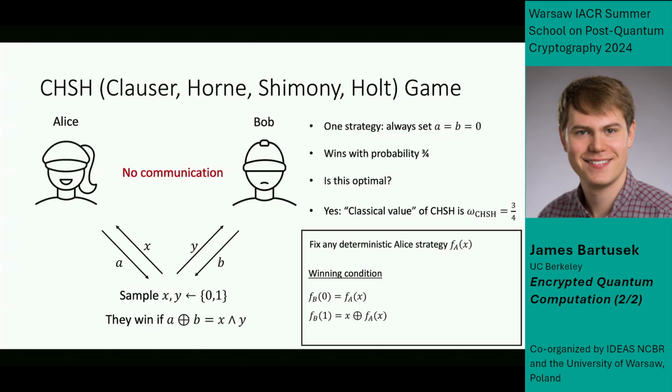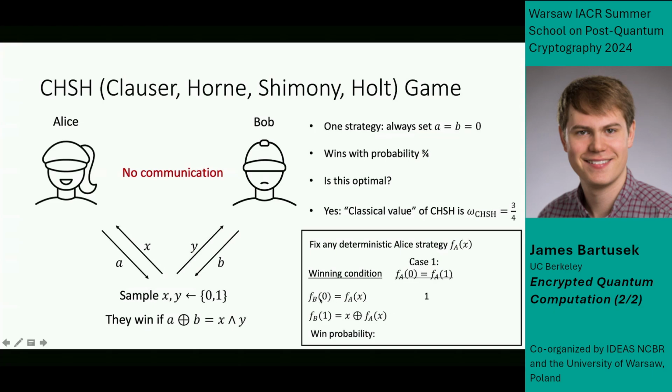There's nothing fancy going on here. But what we want to analyze is the best thing that Bob can do. What's the best win probability that they can achieve? There are two cases. Case 1 is that Alice's strategy is such that she always returns the same bit, no matter what her question is.